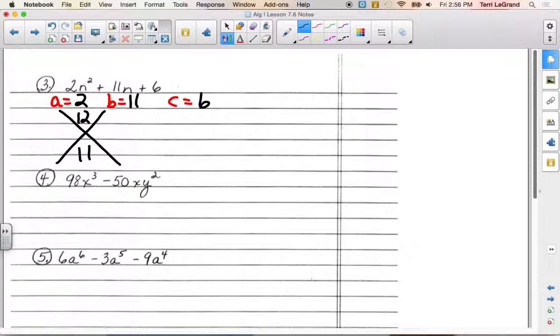If you take 1 times 12? 1 plus 12 is 13. 2 times 6? 2 plus 6 is 8. 3 times 4? 3 plus 4 is 7. I think you're right. I don't think there is anything.